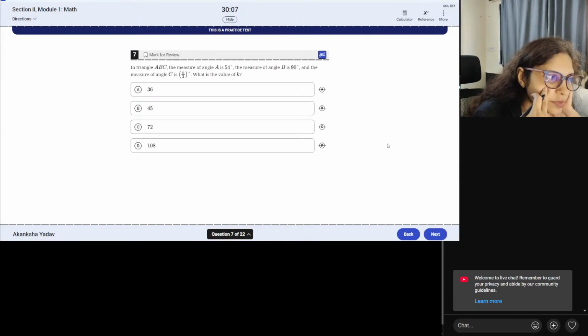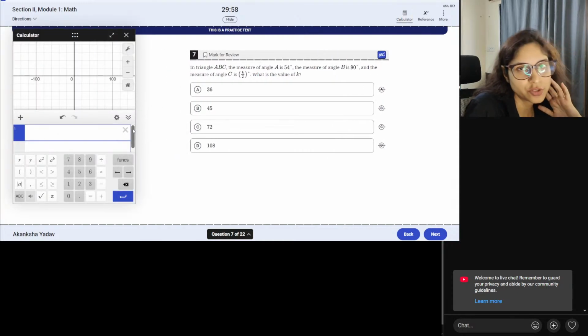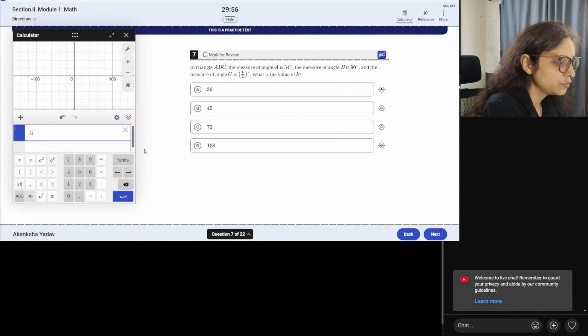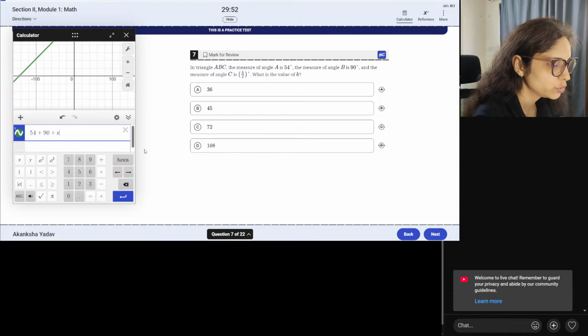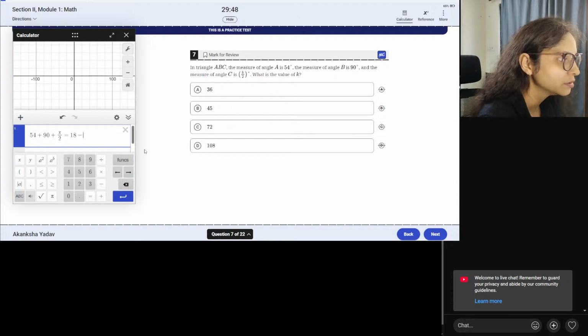In triangle ABC, the measure of angle A is 54, the measure of angle B is 90, and the measure of angle C is k over 2. What is the value of k? Sum of angles in a triangle is 180. So 54 plus 90 plus k over 2. K over 2 can be written as x over 2. And that is equal to 180.